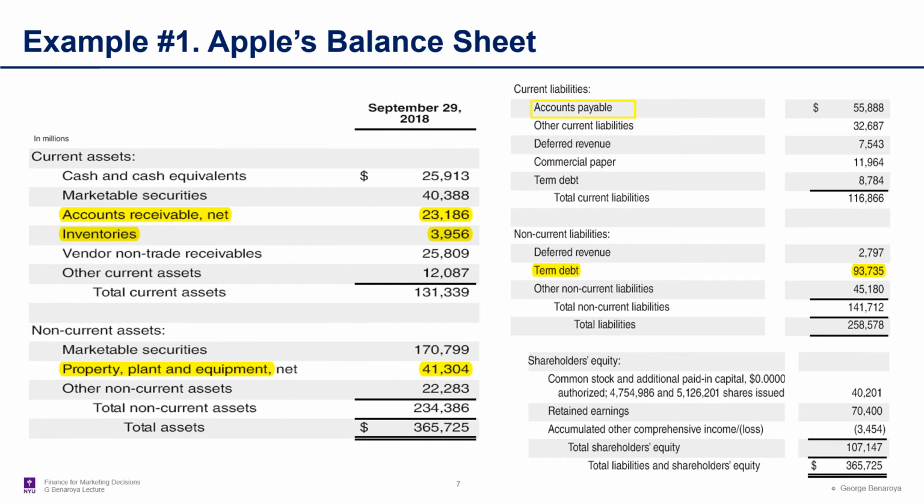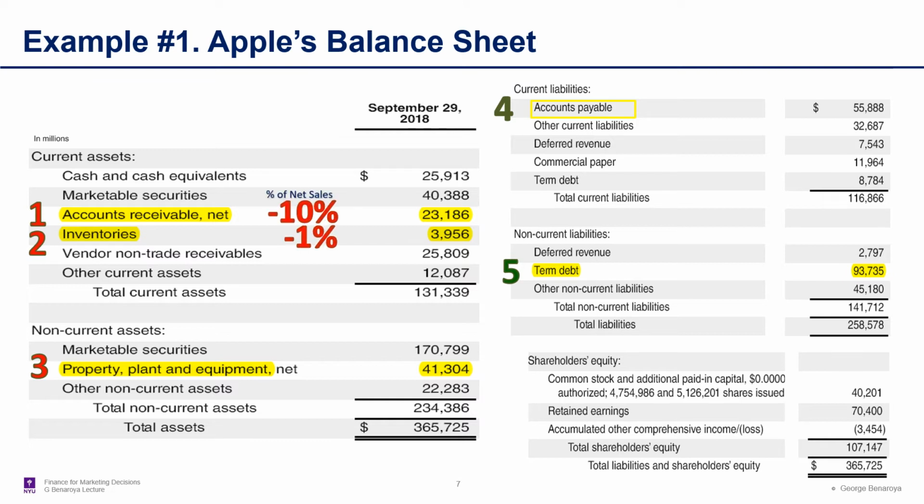Let's see now how to read any balance sheet. Example number 1, Apple's. Uses of cash. First, receivables. Second, inventory. Third, property, plant, and equipment. And sources of cash. Payables, and debt. Is there a way to compare these dollar amounts that is easier? Yes, like for the P&L, we'll use percentage of sales.